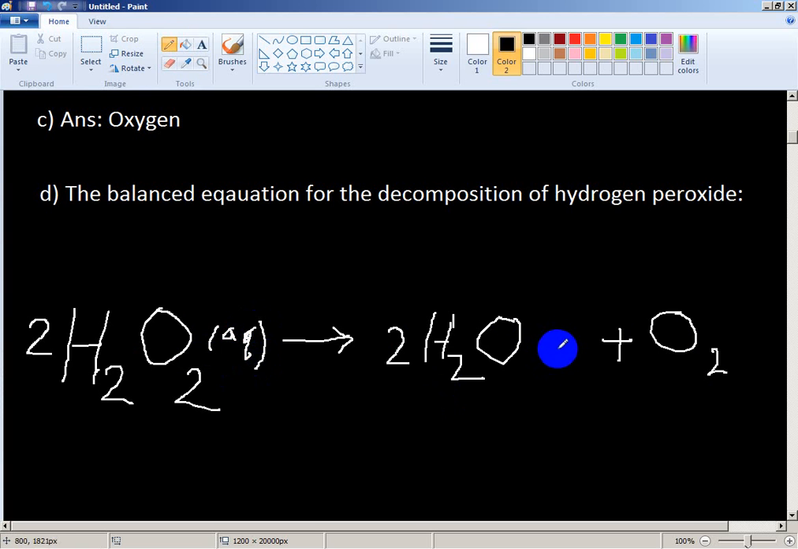L means this is liquid. You know, water has three states: solid, liquid, gas. Ice is solid water, water is liquid, and steam is gas. Now it is liquid, L. Oxygen, we know, is always gas. Okay. Now the balanced equation for the decomposition of hydrogen peroxide is done.